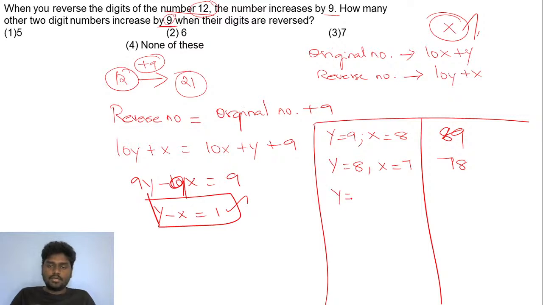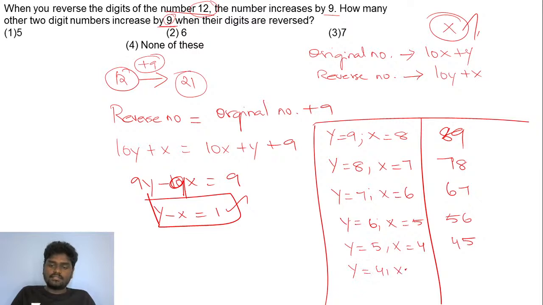If you put y is equal to 7, x will be 6, so it's going to be 67. If you put y is equal to 6, x will be 5, so it's going to be 56. If y is equal to 5, x is equal to 4, it's going to be 45. And y is equal to 4, x is equal to 3, it's going to be 34. And y is equal to 3, x is equal to 2, it's going to be 23. And we have already put y is equal to 2 and x is equal to 1, so that gets ruled out.